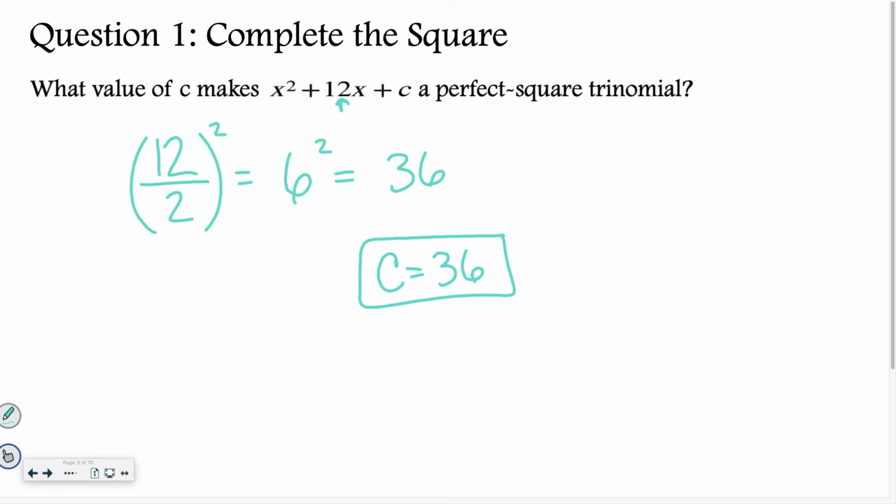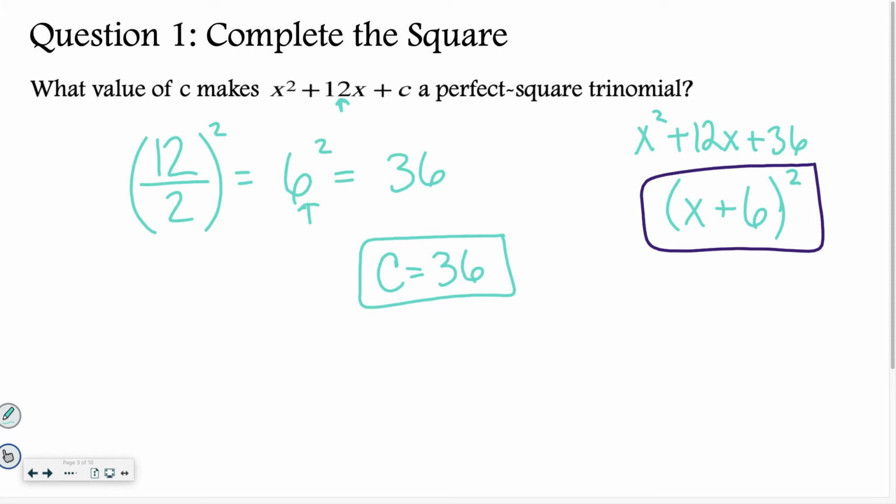If they were to ask me how to write it as a binomial, I would change it from x squared plus 12x plus 36, and it would become x plus my half value, which is 6, squared. And that would be my final answer if they asked me to write it as a binomial. Okay?